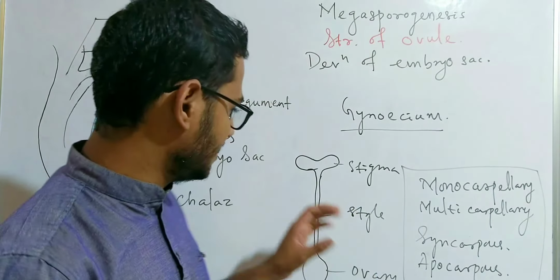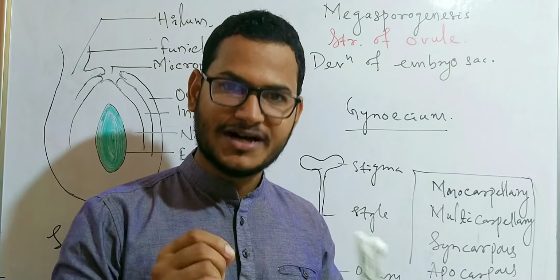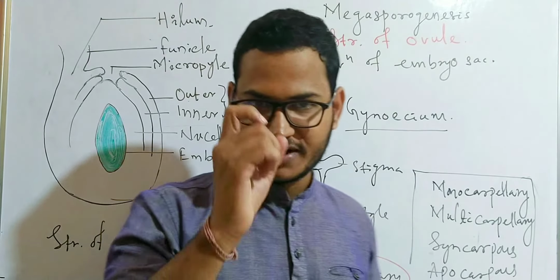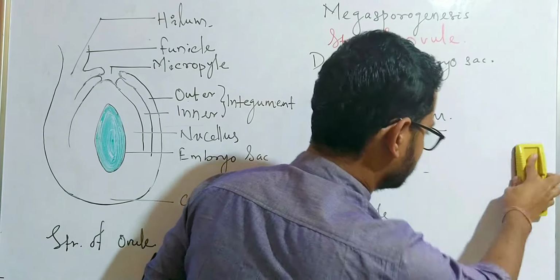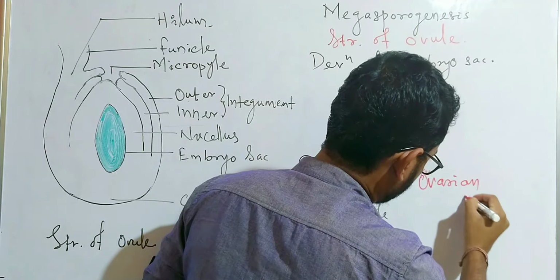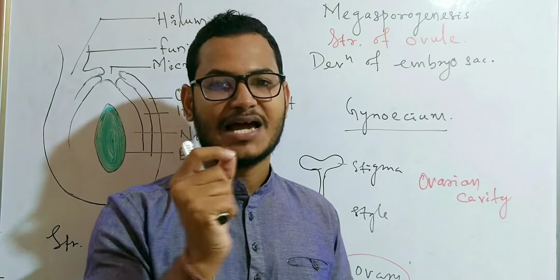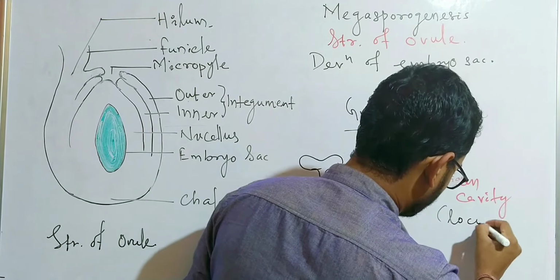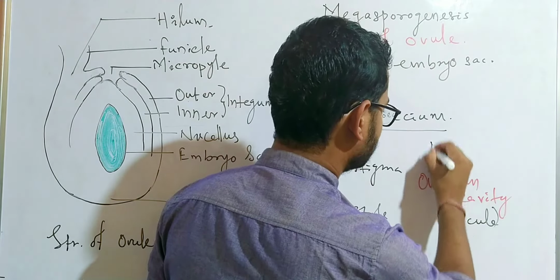So remember, the pistil has three parts, and the most important part here is the ovary. The most important part of the ovary is the ovarian cavity, which is present inside the ovary and is known as the locule. The ovarian cavity bears the placenta inside it.